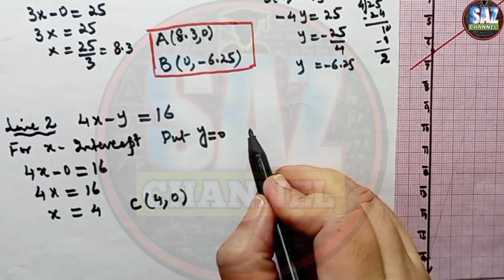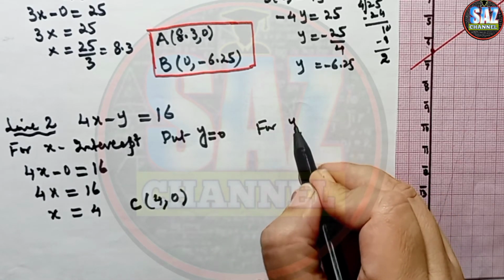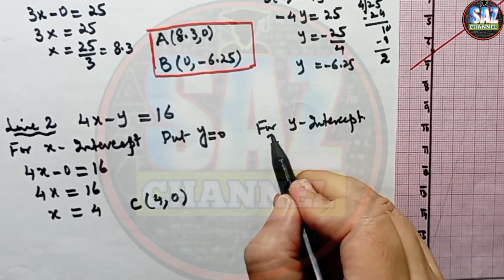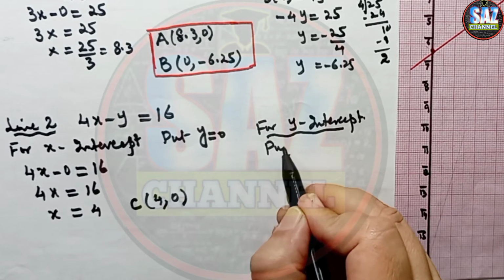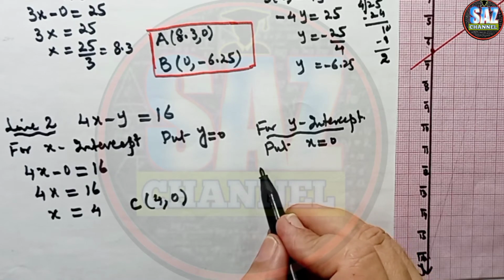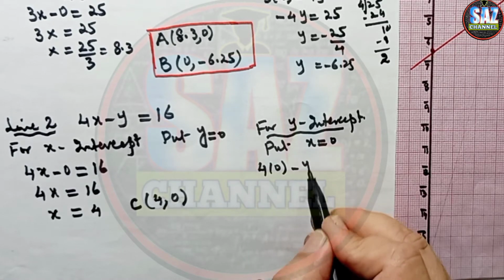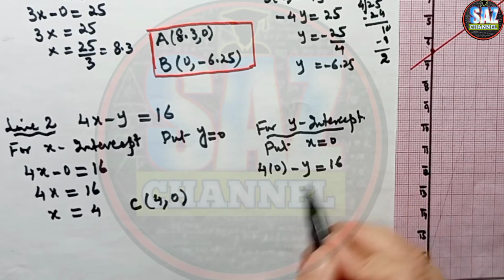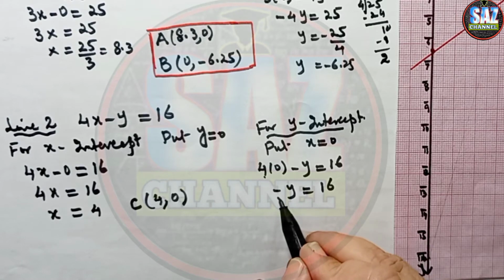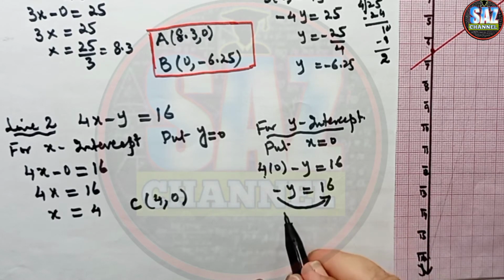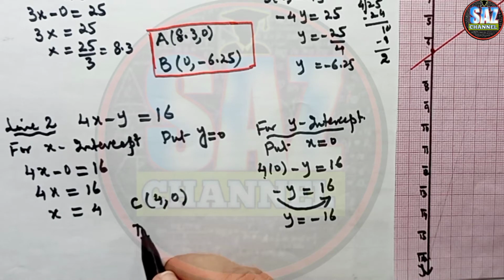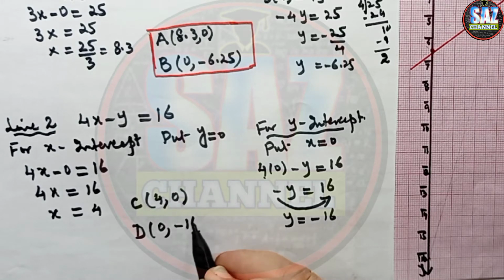Now for the y-intercept, put x equals 0 in the given equation. Then minus y equals 16, since that term becomes 0. We need the value of y, so shifting the minus sign to the other side, y equals minus 16, and the point will be D, 0 with minus 16.